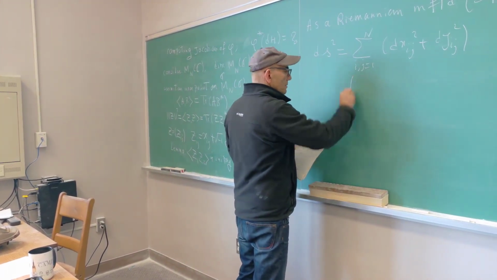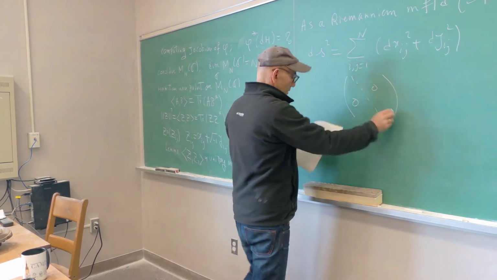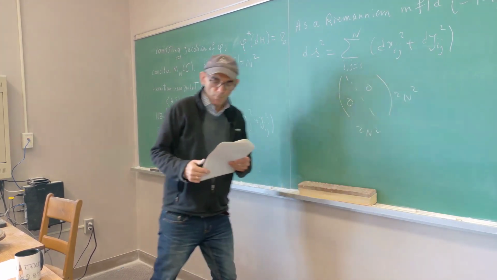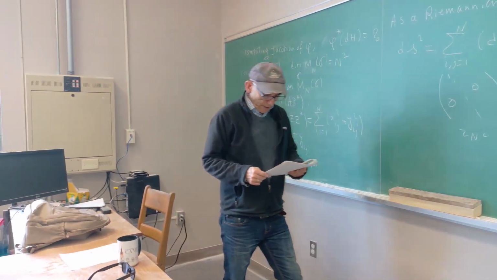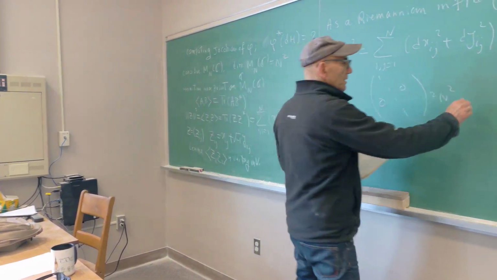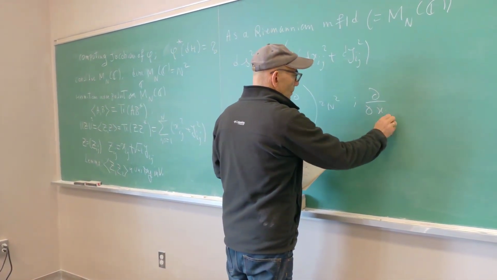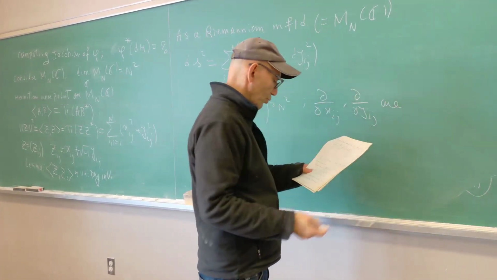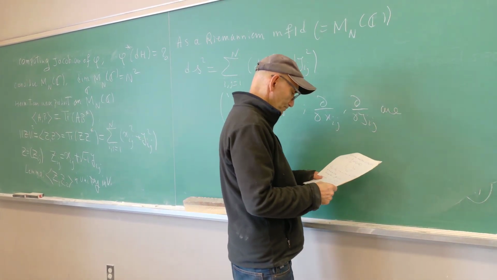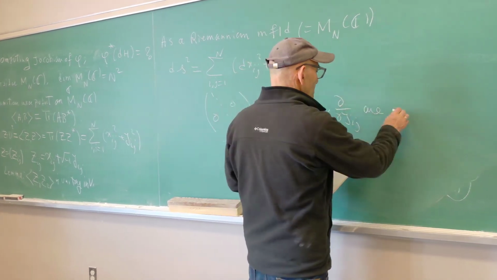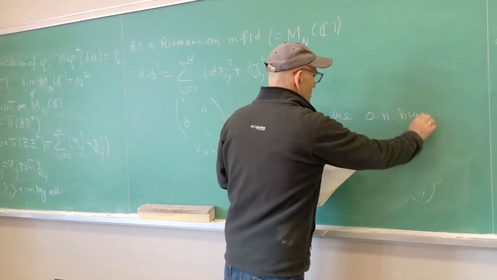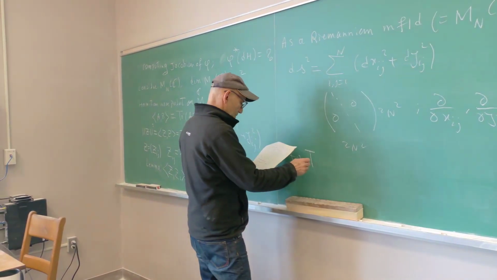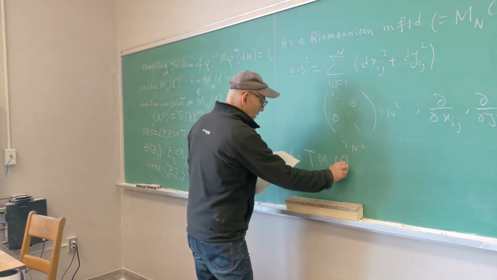So this is 2n squared by 2n squared. So then it means that the ∂/∂x_ij's and ∂/∂y_ij's are an orthonormal frame actually, an orthonormal basis for the tangent space of M_n(C) at Z.